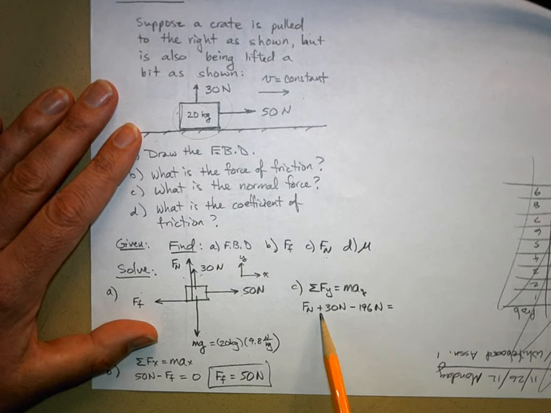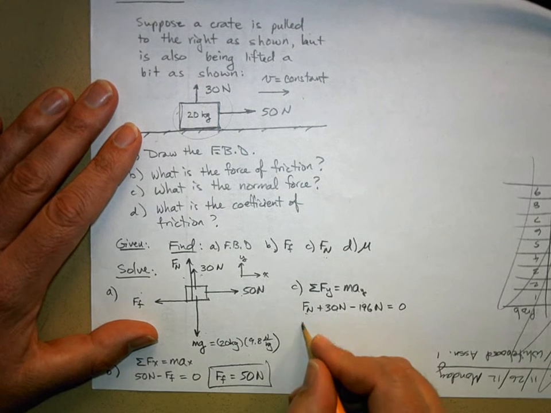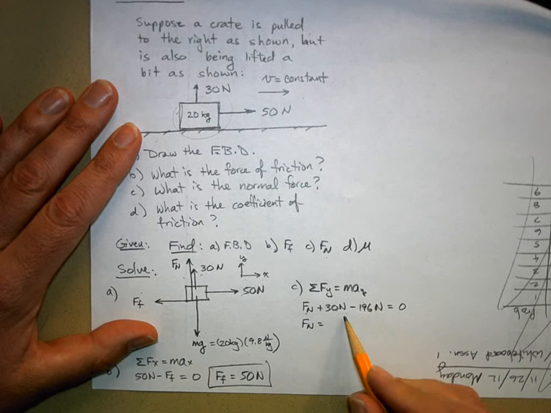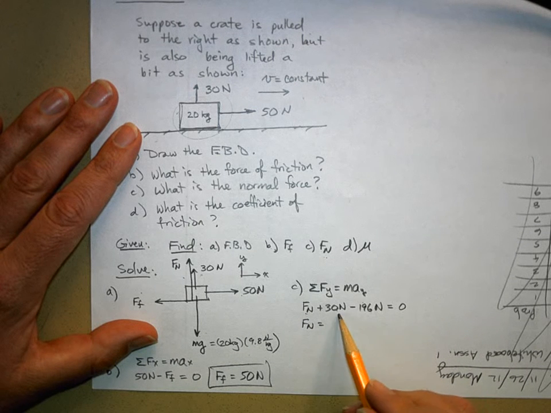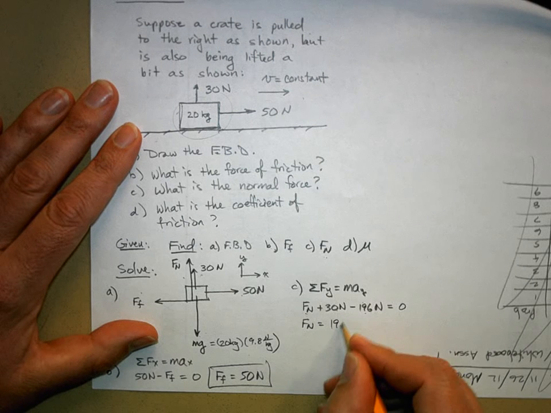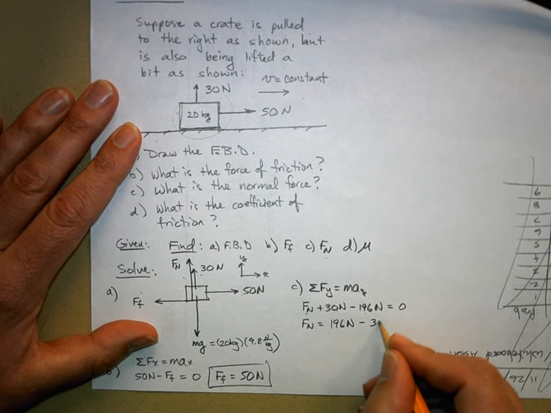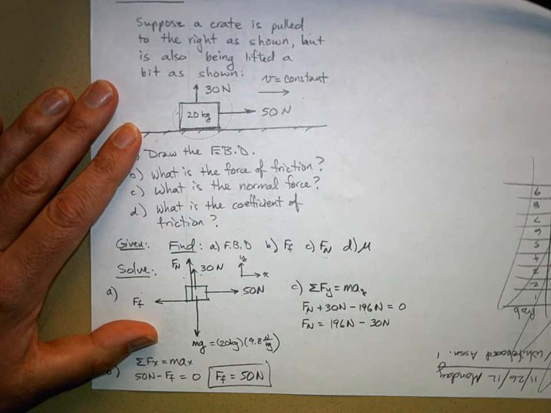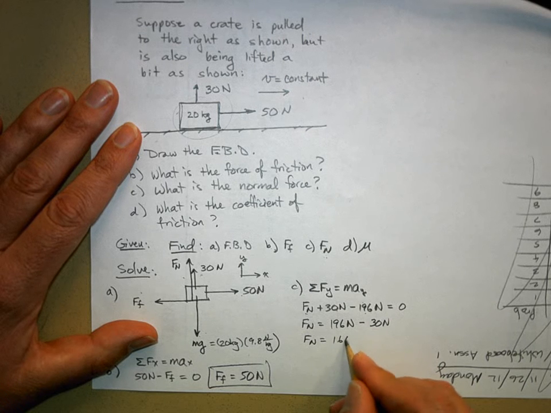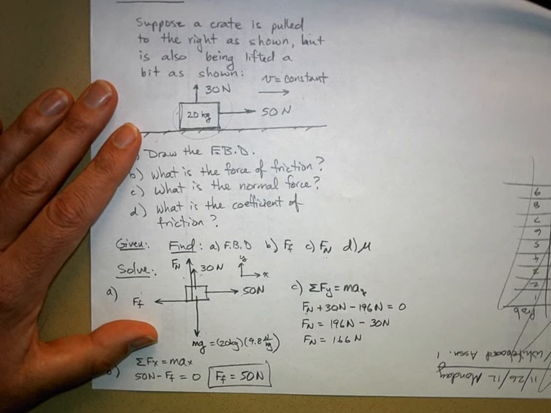equals, so here I've summed all the forces in the y direction, see, and then equals ma. Well, what is a in the y direction? What is the acceleration in the y direction? 0. And so now I can solve for the normal force. It's 196 newtons minus 30 newtons, right, if I put both of these on the other side. So the normal force is equal to 166 newtons. Is that what you got? Okay. Good.